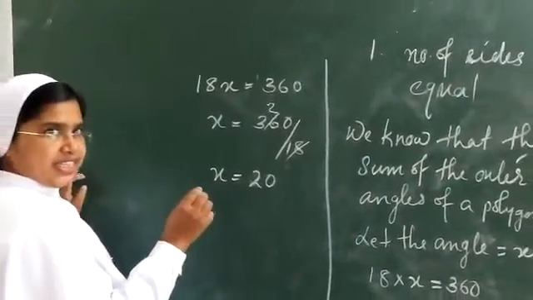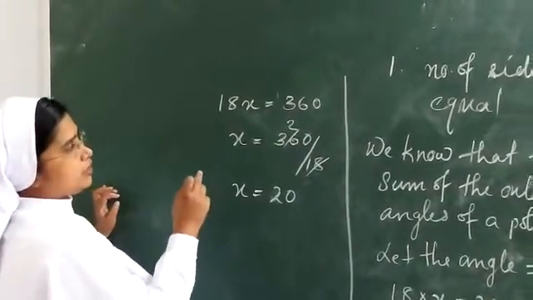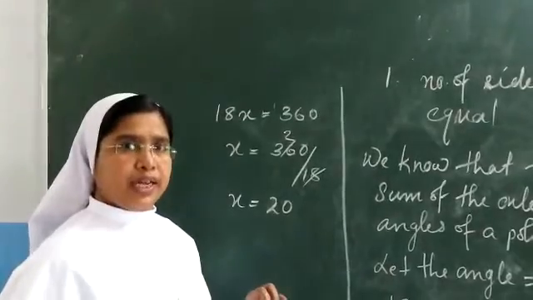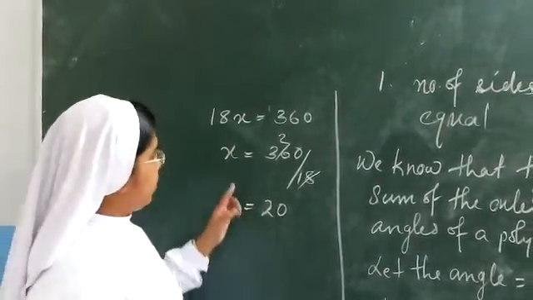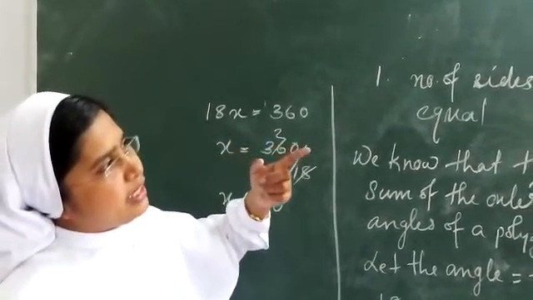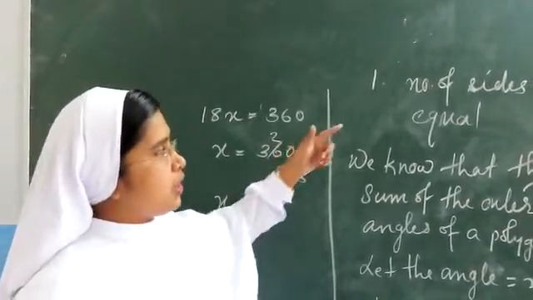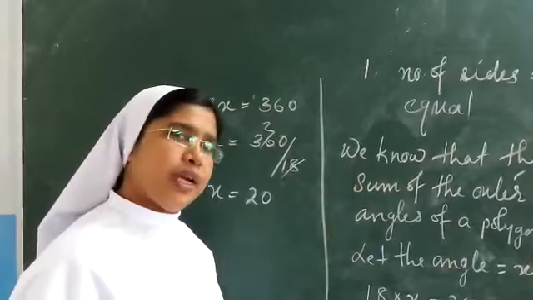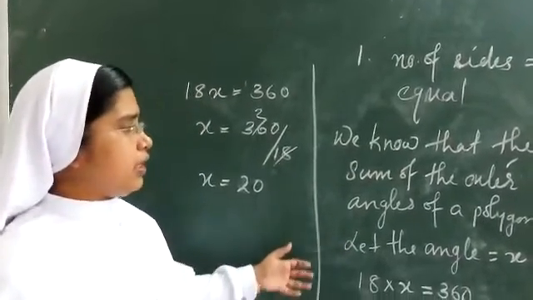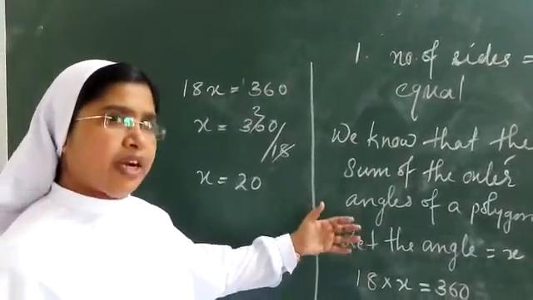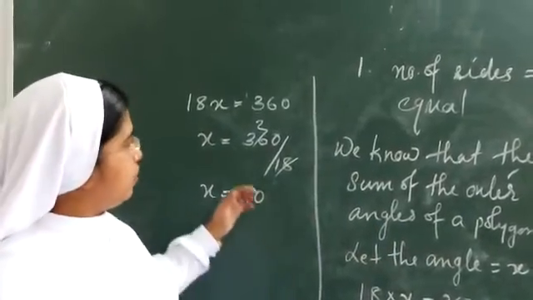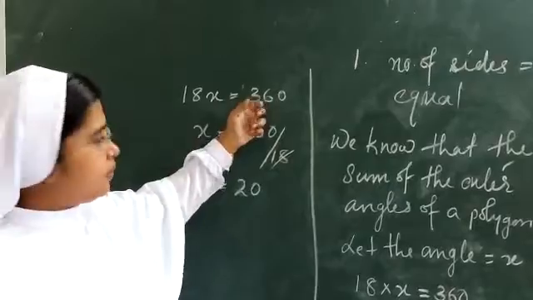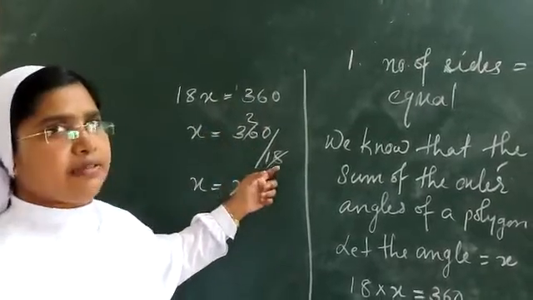It is said that 18 sides are there. So we will get 360 as the sum of the outer angles. I hope it is clear to you. It is said that there were 18 sides, all equal, and we know that the sum of the outer angles of a polygon is 360. Therefore, to find each angle, let one angle be x. So 18 into x is equal to 360. Therefore, x is equal to 360 divided by 18.